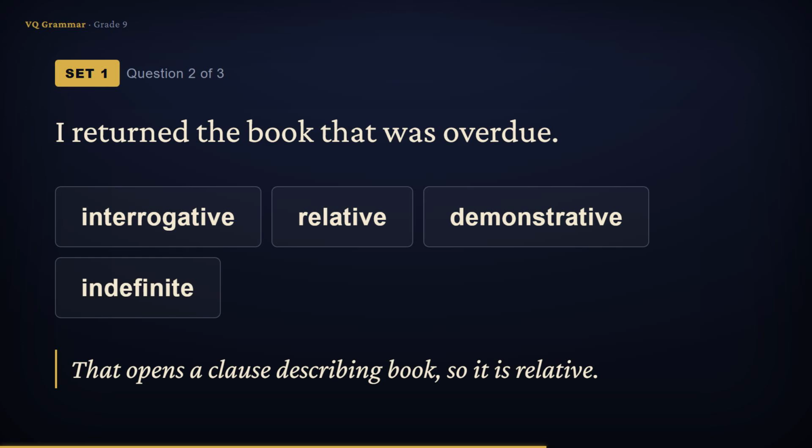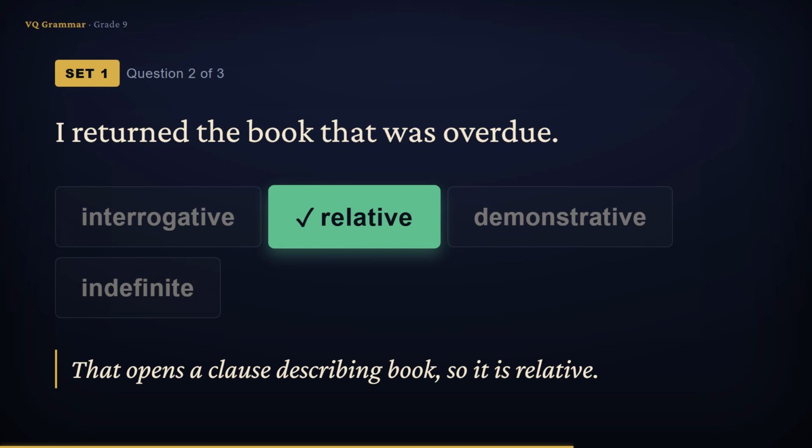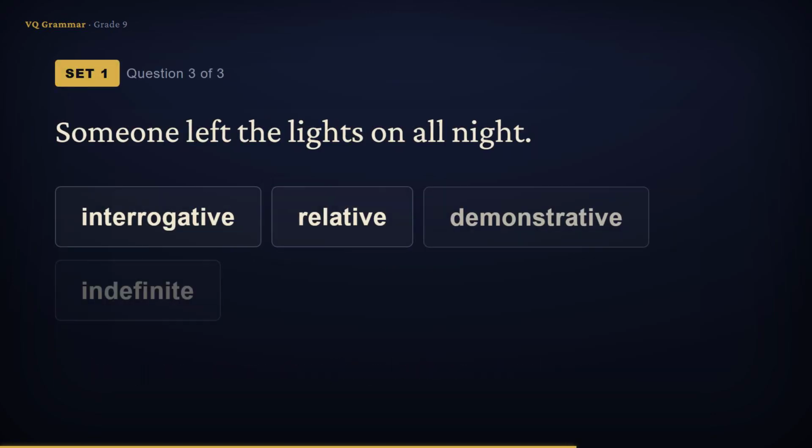Next, I returned the book that was overdue. Focus on the word that. It isn't asking a question, and it isn't pointing across the room. Instead, it opens the clause that was overdue, and that clause describes the book. Since it begins a describing clause and relates back to a noun, it's a relative pronoun. The answer is relative.